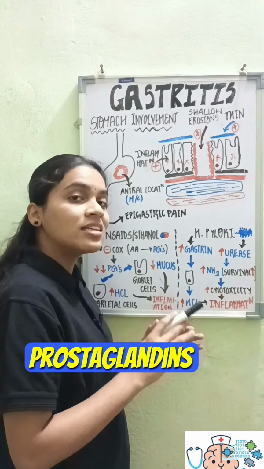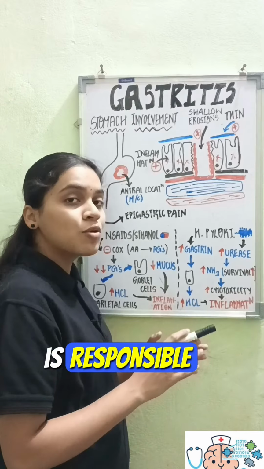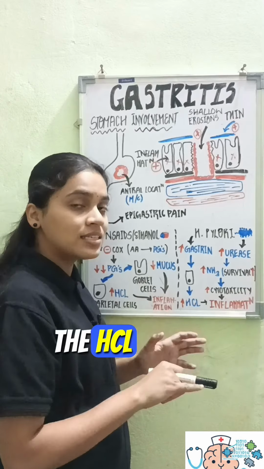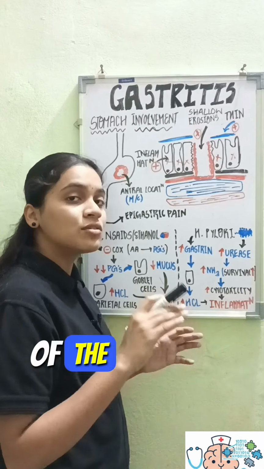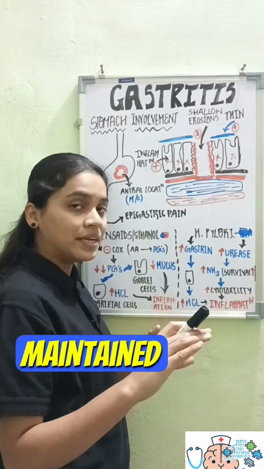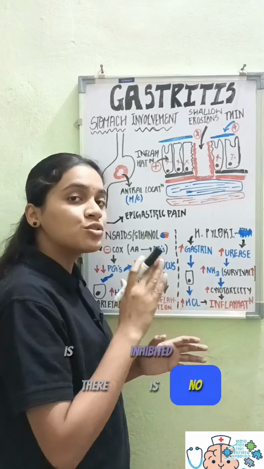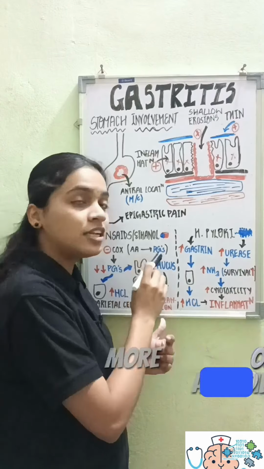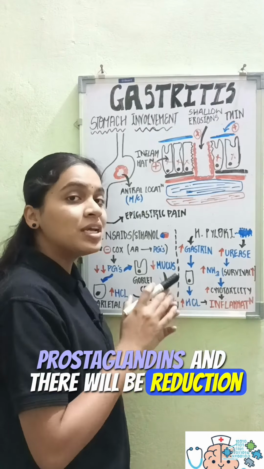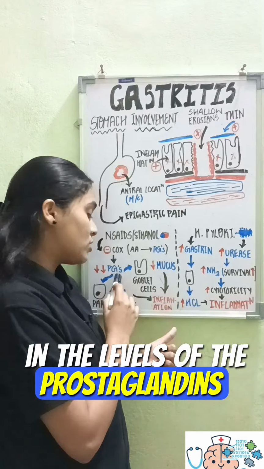Now, the prostaglandins in a healthy individual are responsible for reducing the levels of HCl and increasing the levels of mucus so that a balance is maintained. But in the case of gastritis, as the COX enzyme is inhibited, there is no more conversion of arachidonic acid into prostaglandins and there will be a reduction in the levels of prostaglandins.